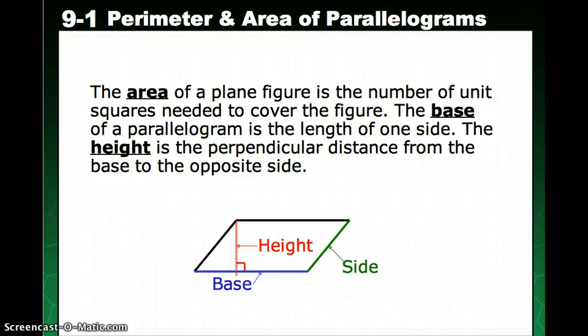The area of a plane figure is the number of unit squares needed to cover the figure. The base of a parallelogram is the length of one side. The height is the perpendicular distance from the base to the opposite side.